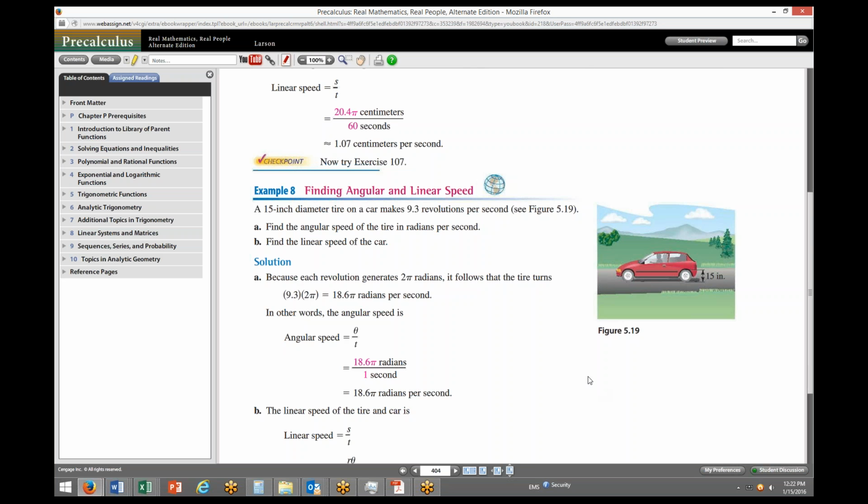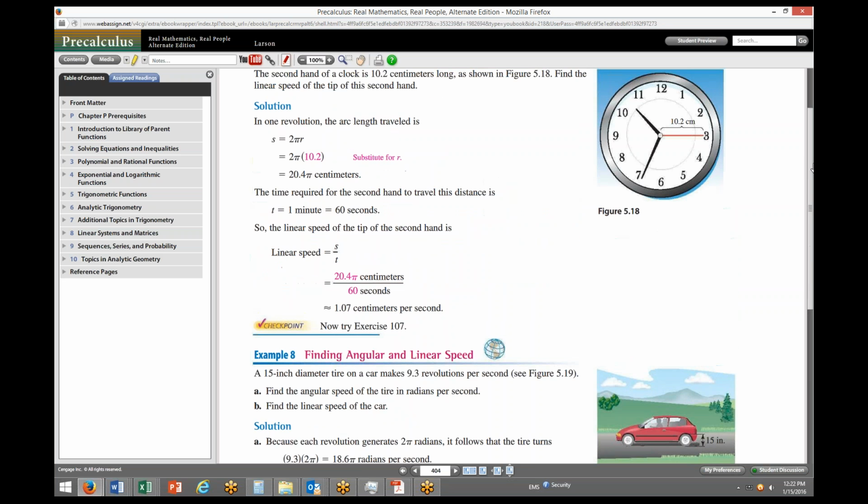So the linear speed of that second hand going around the clock is a little more than 1 centimeter per second. It's got a second hand a little more than 10 centimeters long, and it's moving around the face of the clock at a little more than 1 centimeter per second. So that's how that can be calculated.